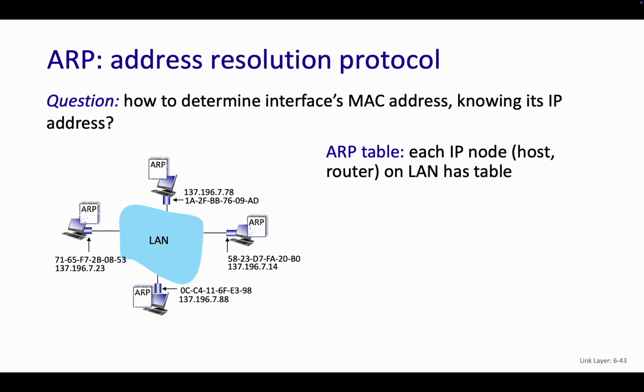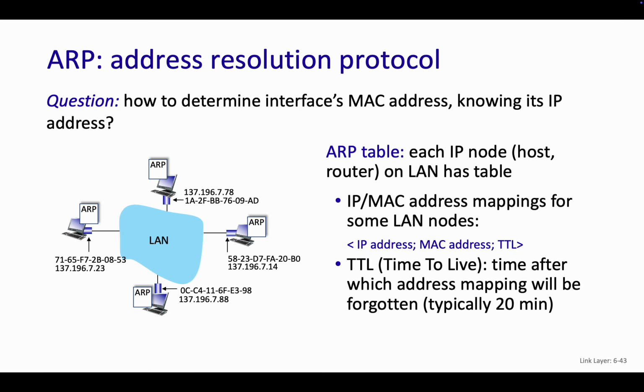It's actually a pretty simple protocol, but everyone has an ARP table, so we locally cache ARP requests. It's got a time to live, so this is hopefully feeling kind of similar to DNS. We have this mapping, but it's IP address to MAC address, and then we have a time to live, because maybe someone's MAC address changes. You don't want to have that stored forever, so you have some time to live, typically 20 minutes.